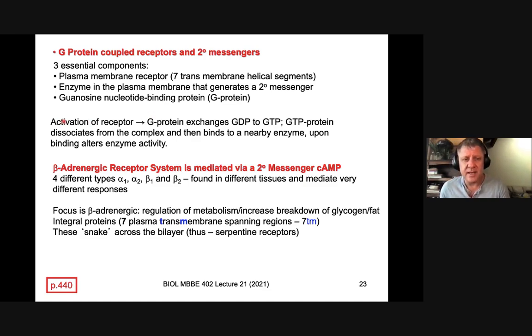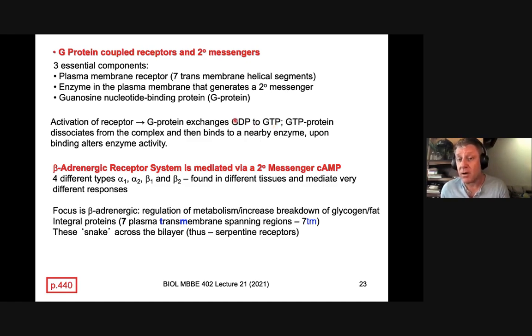So what we see is an activation of this receptor in one way, shape, or form by an external stimulus. And that G-coupled protein, basically the G protein, exchanges the GDP to GTP.